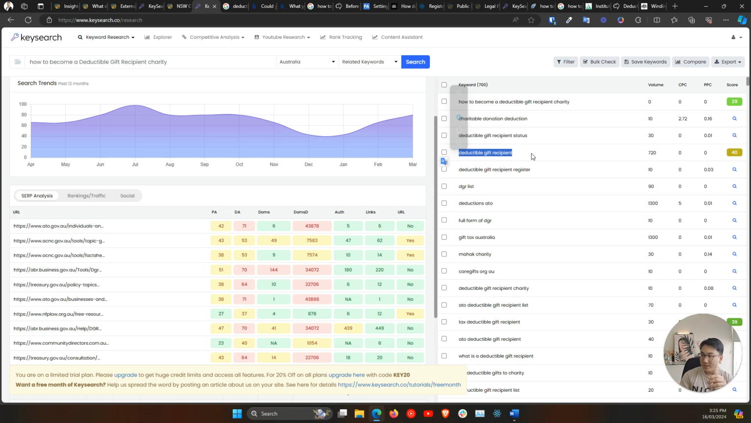So this search term is quite broad, because it's not clear why people are searching for it. Deductible gift recipient is not answering a question, right? It's just a thing.